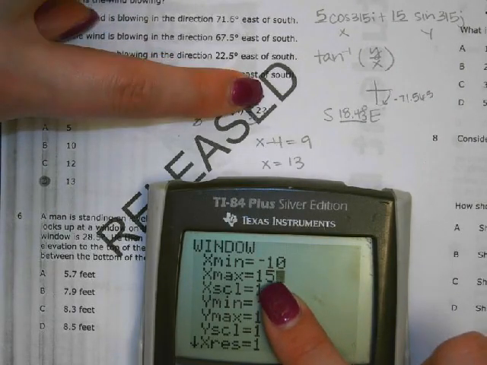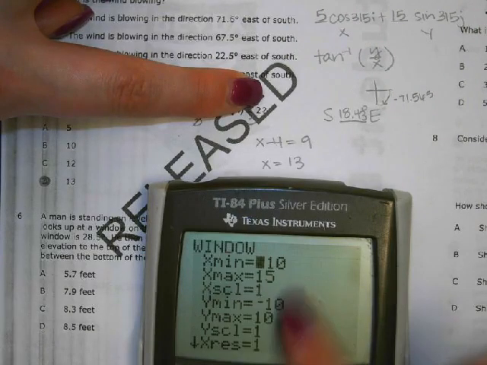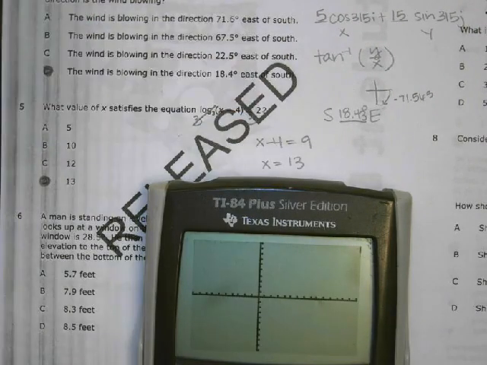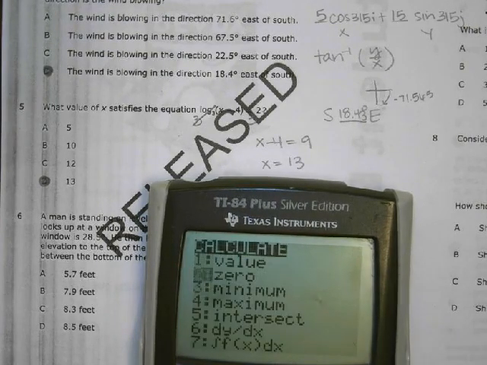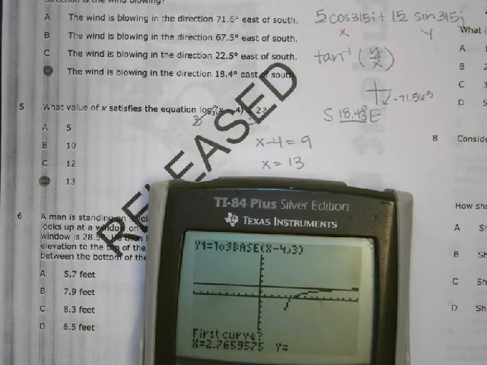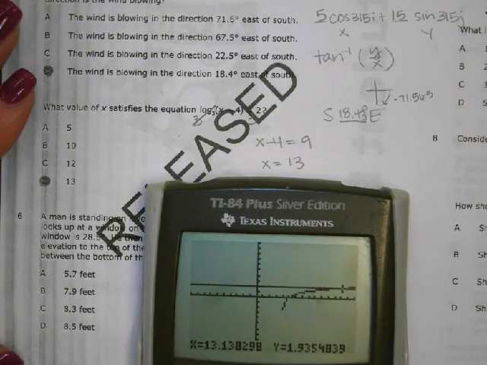My y value that I'm looking for it to cross at is 2, and so that means that on my window my y's need to go at least to 2. So there's the log curve, there's the y value of 2, and if I find the intersection, again I don't have to be right on it, the intersection is at x equals 13, which was the answer for that one.